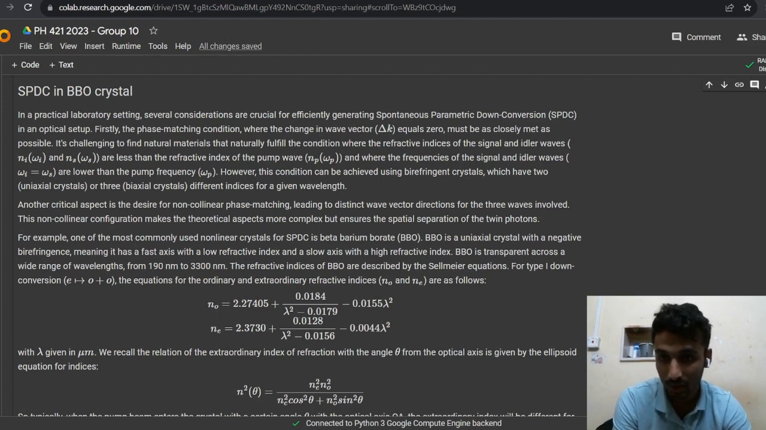We will see the data. Also, we want to achieve non-collinear phase matching so that the directions of the three waves are spatially separated so that we can easily detect them after they come out of the crystal. We're using beam splitters and detectors. So for that we require non-collinear phase matching, so the wave vectors in different directions. This makes our theory more complex, but practically this is feasible.